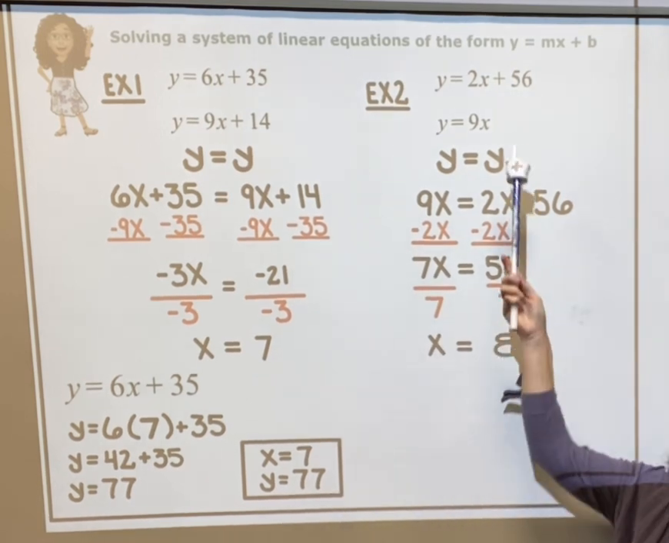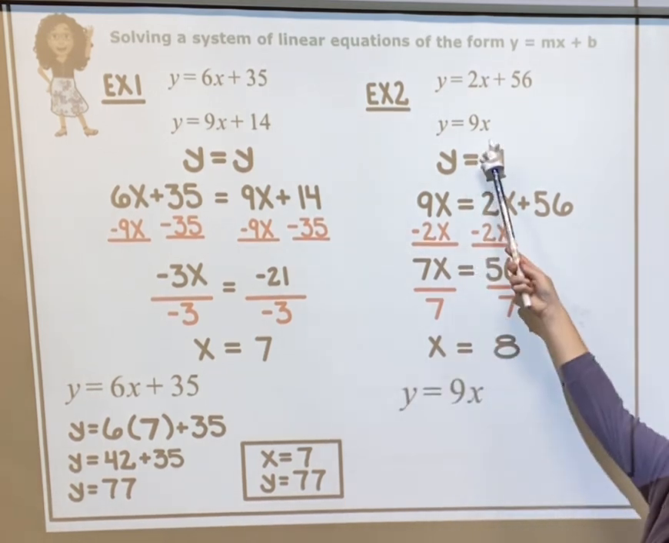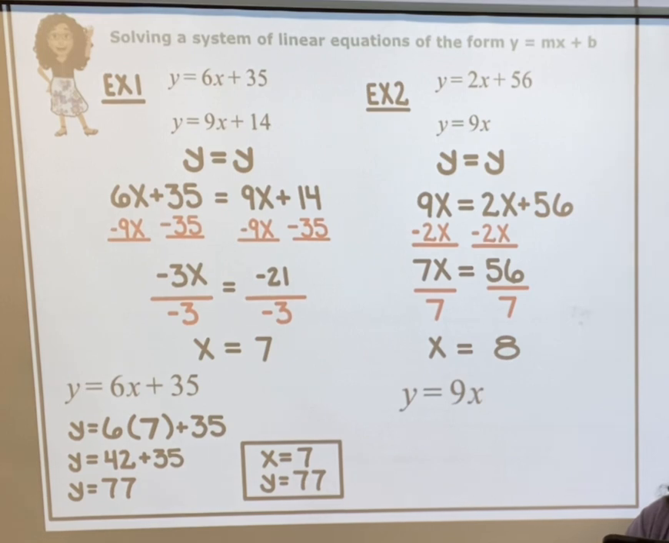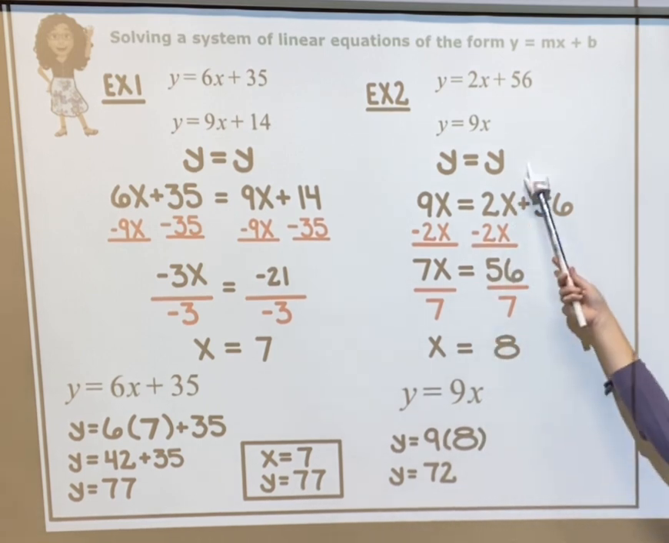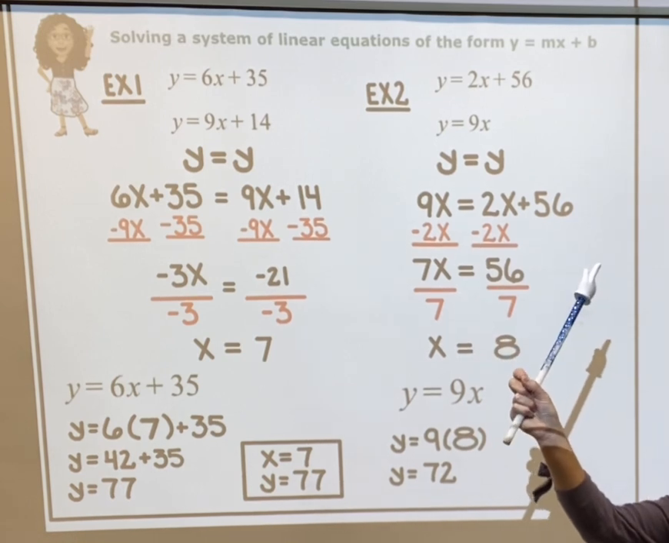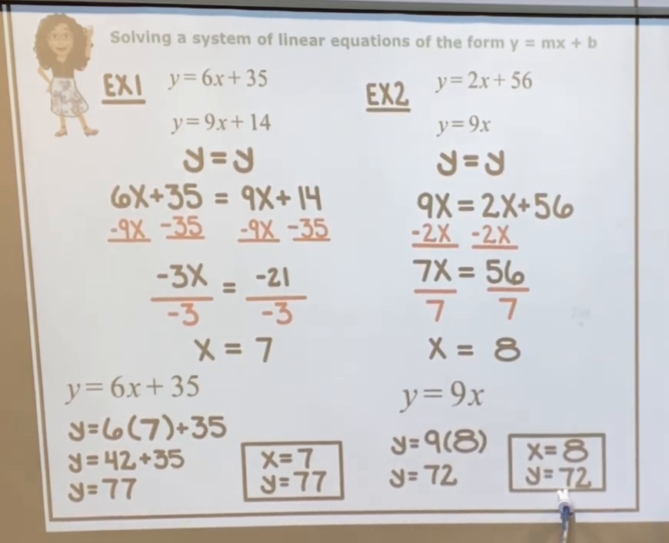Go back and put it in either one of the original equations. You might as well pick the one that you think is easier. I was thinking y equals 9x seems like the easiest one. So I'm going to replace the x with 8. And 9 times 8 is 72. Again, remember that these are both lines and the solution is the point that they have in common. So it's where these two lines intersect. So if you wanted, you could say that it's (8, 72), the coordinate, or I could just say the x is 8 and the y is 72.